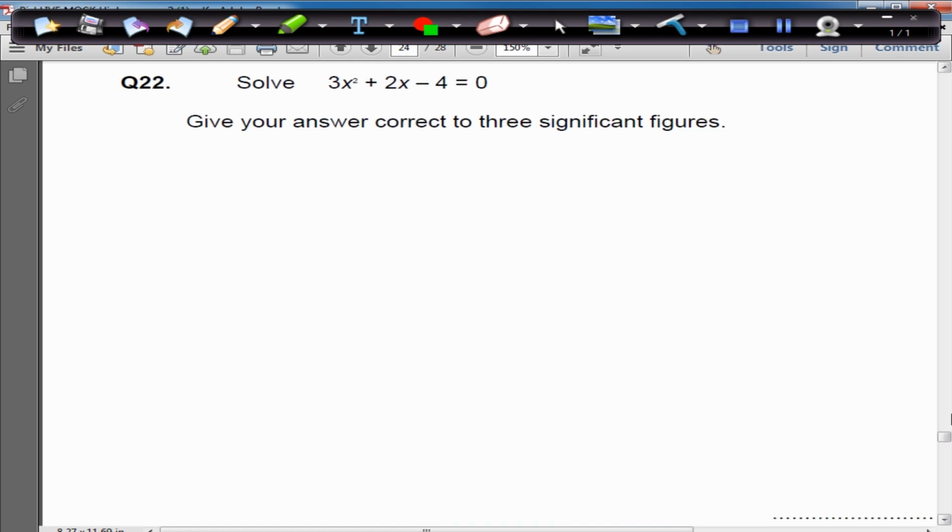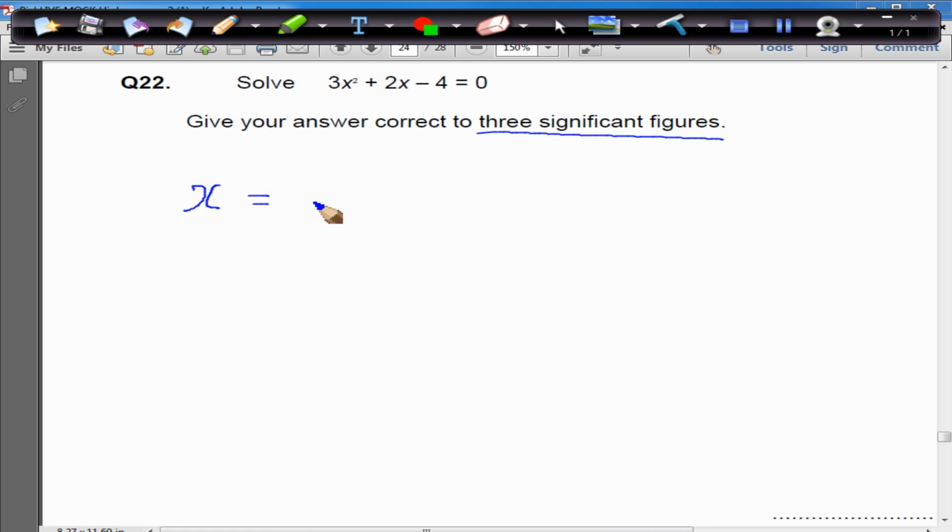Okay. Now, question number 22 says solve this quadratic equation. Give your answer correct to 3 significant figures. What does that indicate to us straight away? How do we do this question? Factorize in which way? We've got 3x squared plus 2x minus 4, 3 significant figures. Can you factorize to 3 significant figures? No, most likely not. So here we don't use the factorizing technique.